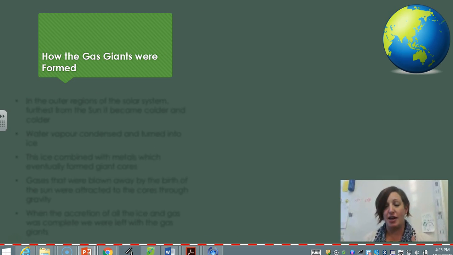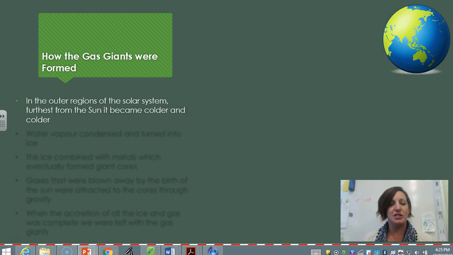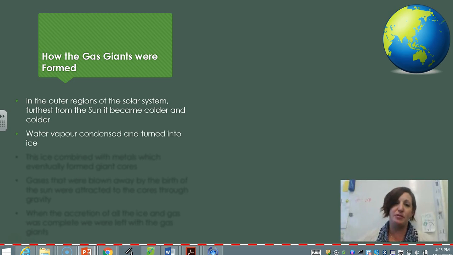Now our gas giants, the gas planets beyond Mars, were formed a little bit differently. In the outer regions of the solar system, further away from the Sun, it was colder, and the further away it got, it became colder and colder. So little bits of water vapor that was out there had started to condense, and it turned into ice particles.